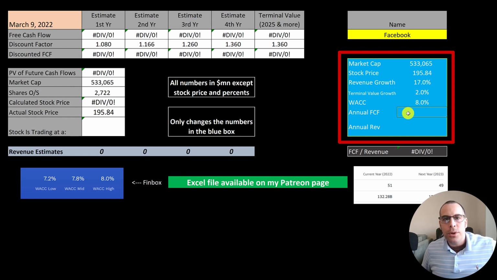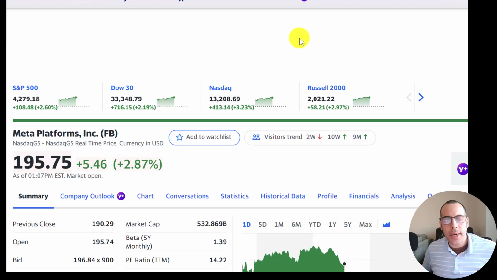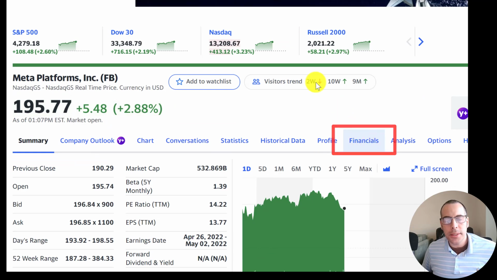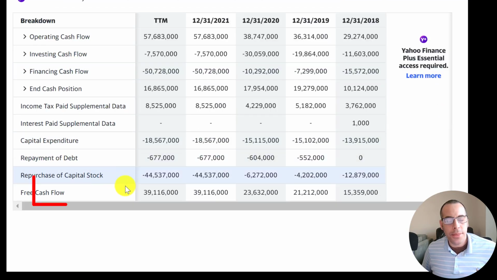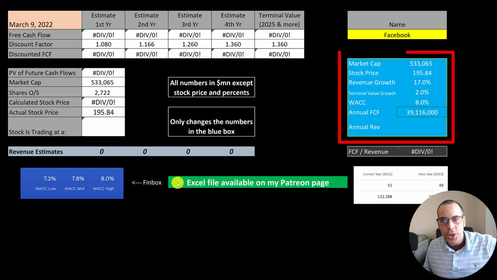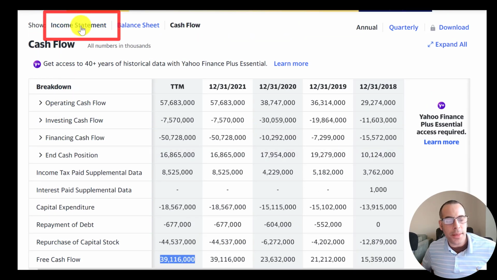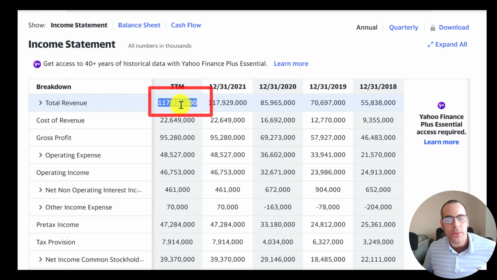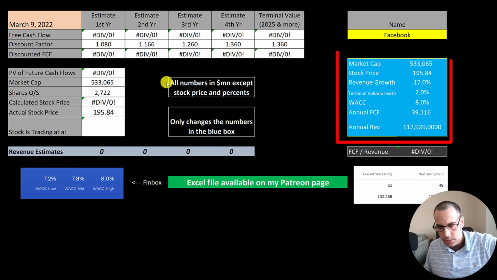Now we need the annual free cash flow. In Yahoo Finance, just go to Financials, then go to Cash Flow, and then free cash flow is down here. You want the most recent 12 months, which happens to be all of 2021. So that's 39 billion. And make sure you add 3 zeros. Now we need the annual revenue. Let's go to Yahoo Finance, go to the income statement, and the 2021 revenue is 117 billion. All the numbers are in thousands. That's why we have to add 3 zeros.